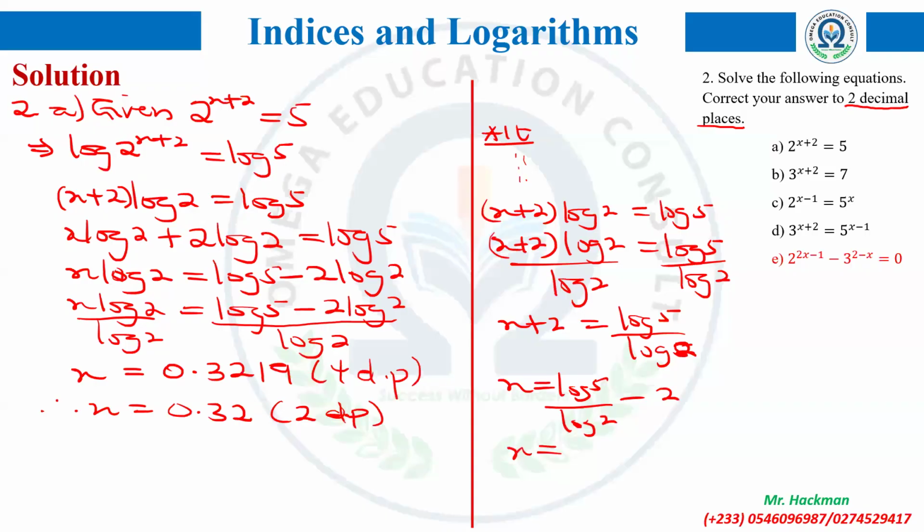So that gives us what? 0.3219, the 4 dp approximation before you take it to the required approximation. Therefore, x is equal to 0.32, and it will be your 2 dp. You get it? So either way will be fine.